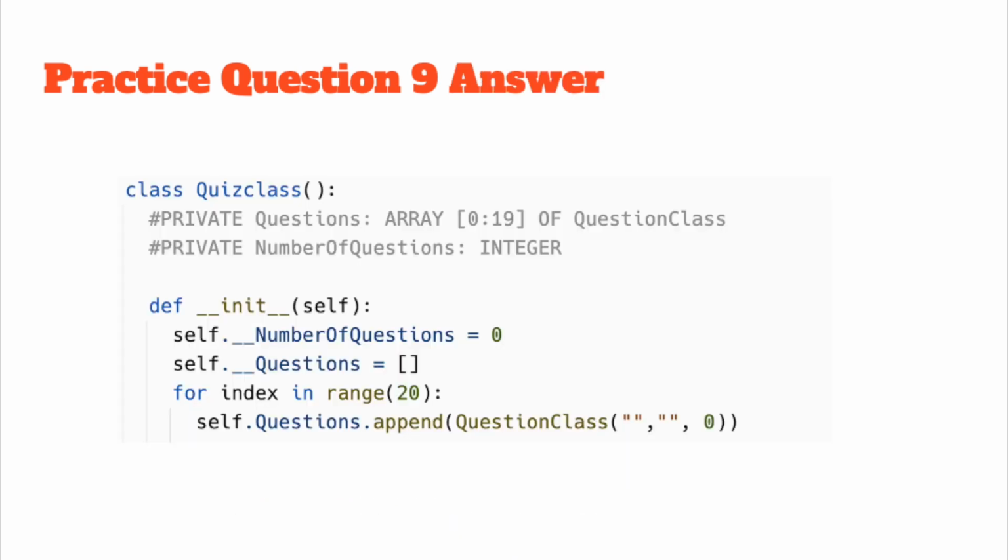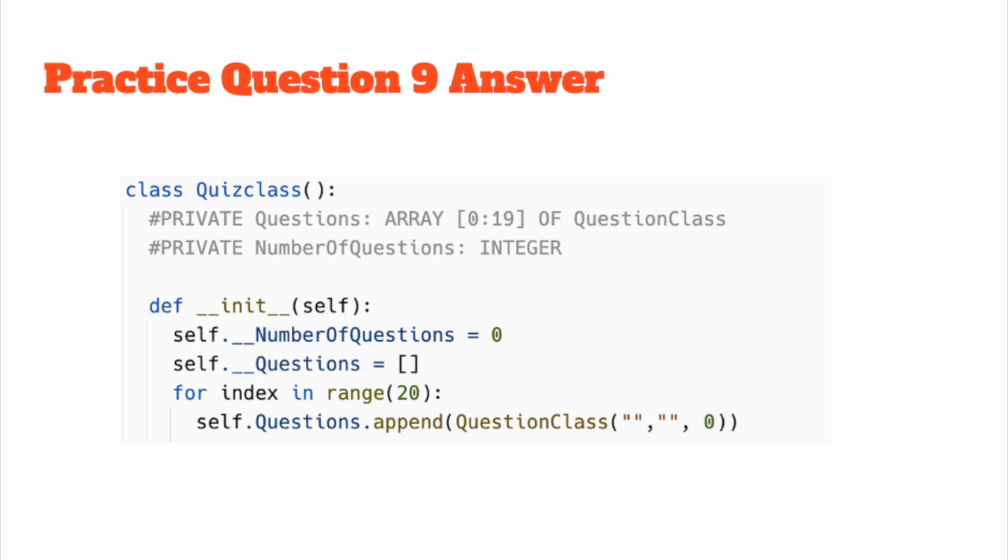Okay, you should have something like this. You've declared the quiz class. This is obviously the parent class. It's got private questions, which is an array of 20 of question class, and private number of questions, which is an integer. You then define the constructor, which is going to set the number of questions to 0, which is the integer. Then it's going to have the questions array.